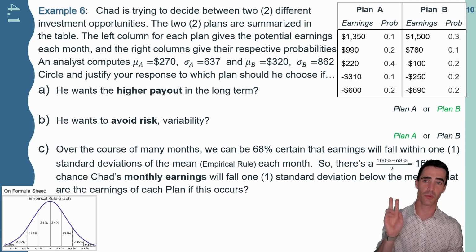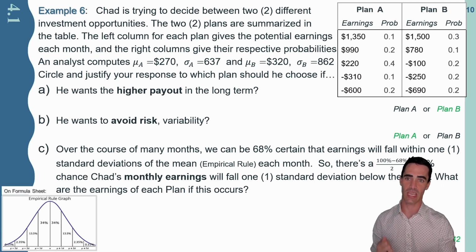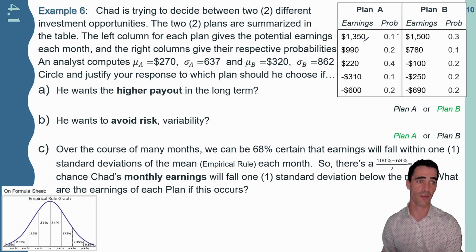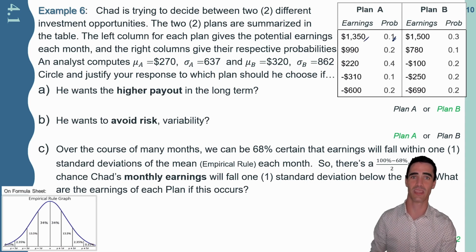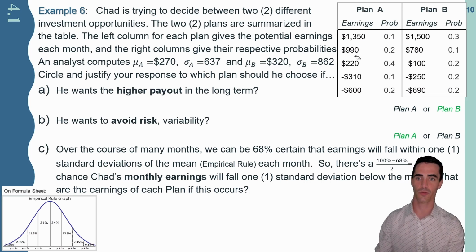Chad is trying to decide between two different investment opportunities. The two plans are summarized in the table. The left column is a plan which gives potential earnings each month, and the right column gives their prospective probabilities. And so this month may earn 1,350. What's the probability that occurs? About a 10% chance. And that's how you read this table. And there are two separate plans to choose from.